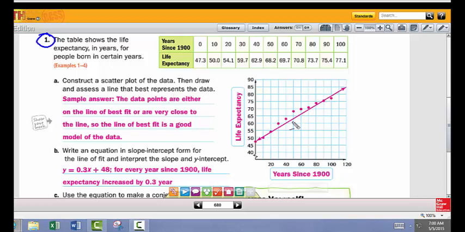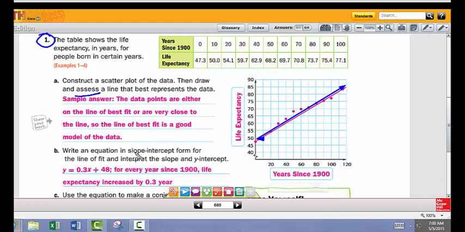Once again, they have most of the data points above and not much below. So if it was me, I would put a line of best fit in there just very slightly higher to put a little data above, a little data below. Not that big a deal. And then we also are supposed to assess that line, and we would say that this is a pretty good line of best fit. Everything is very close to the line, so we have a good model of the data.